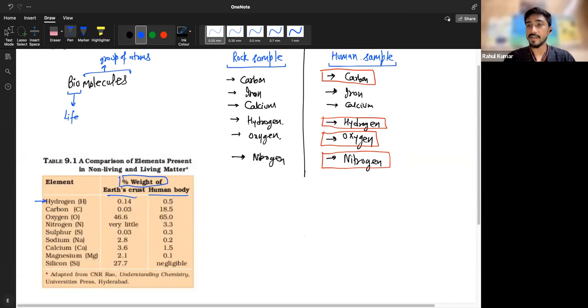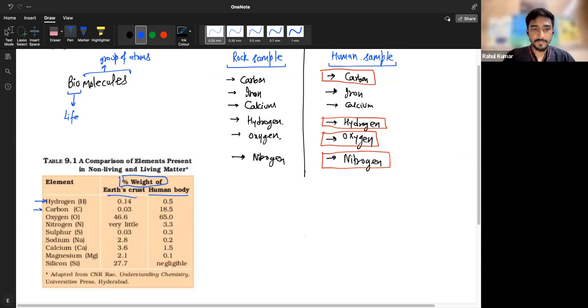How much is it in the human body? Also, remember that it is the lightest element, right? It just has one proton. Its atomic number is 1. Just one proton and nothing else in the nucleus. So it's very light. Still, it is 0.5% of our human body. So can you see how much more it is? Right, 0.1 and 0.5. At least, let's say 4 times more, right?